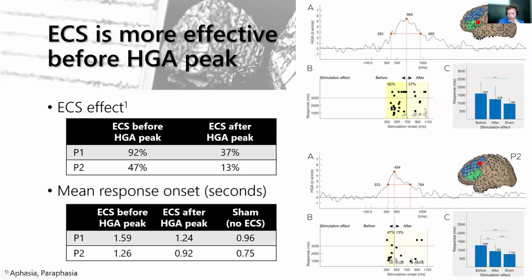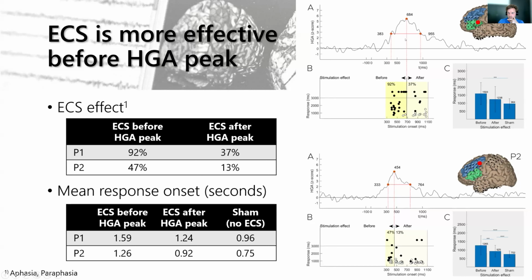Maybe starting with the figures on the right. So these are the two patients. On top, you see the high gamma activity time course, z-scores over time, with a certain onset, a certain peak, and kind of a decay indicator.